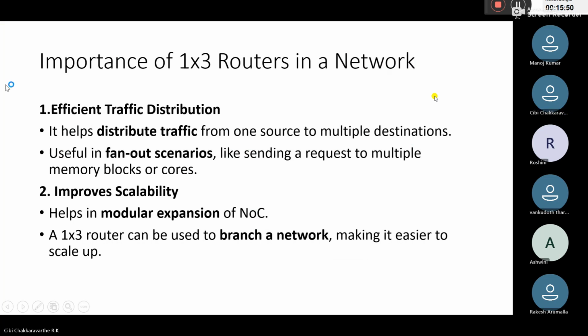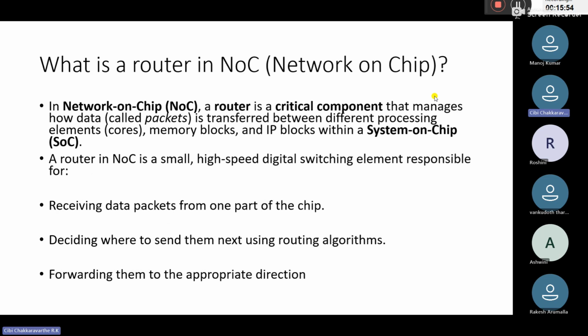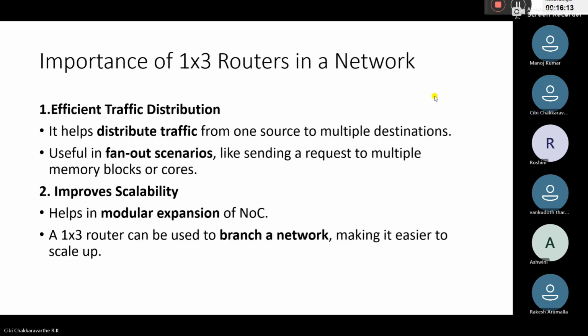Okay then, let's brush up once again on what we saw yesterday. The router is a NoC, that is network on chip, and we are using a 1x3 router. 1x3 router means there will be one source and three destinations, and the data will be passed in terms of packets. And we all know why we use routers: to avoid traffic.